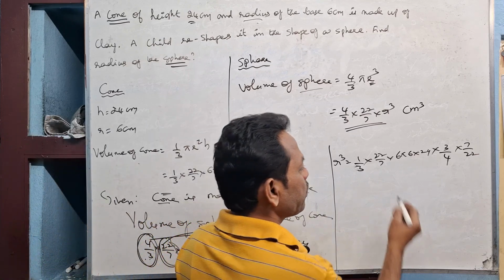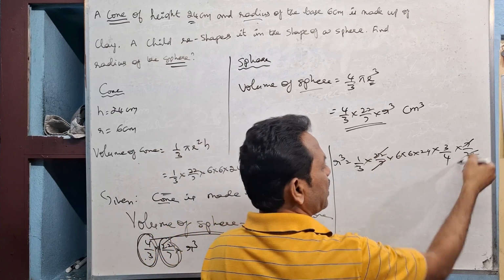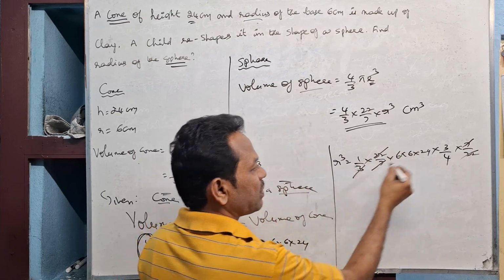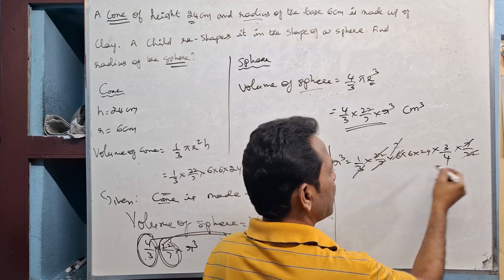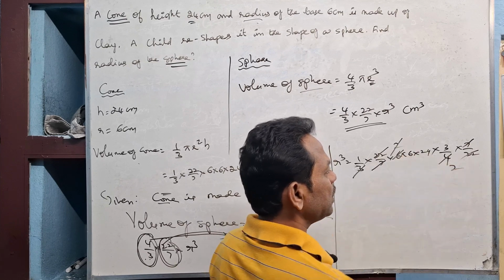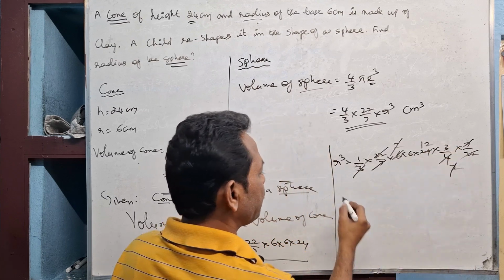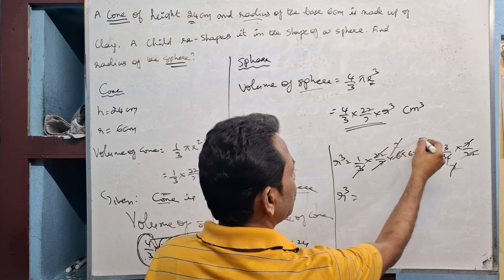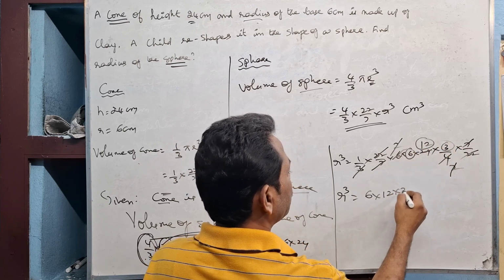Let me simplify. 7 one time, 7 one time; 22 one time, 22 one time. Next, 3 one time, 3 two times. Next, 2 one time, 2 two times. Next, 2 one time, 2 twelve times. So we have here r cube equal to 6 into 12 into 3.